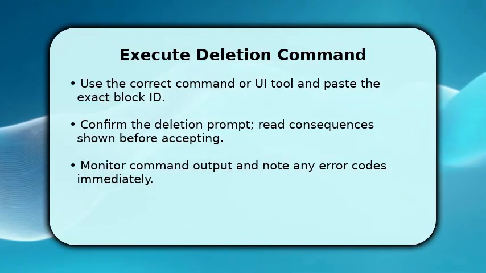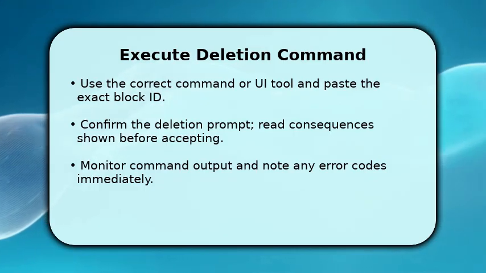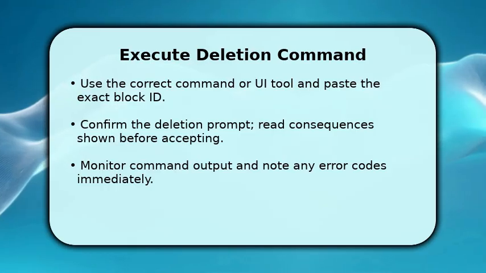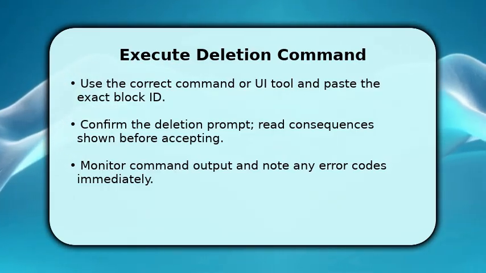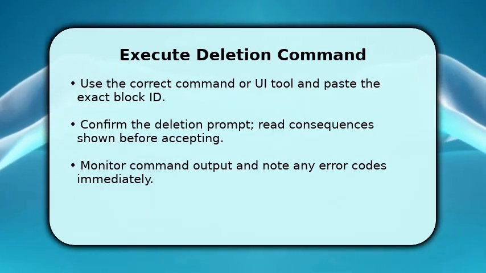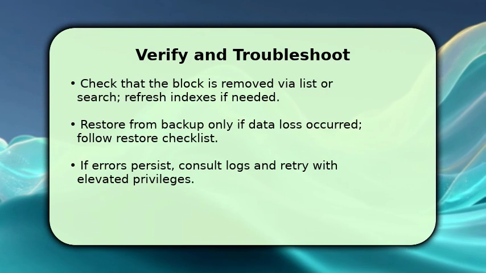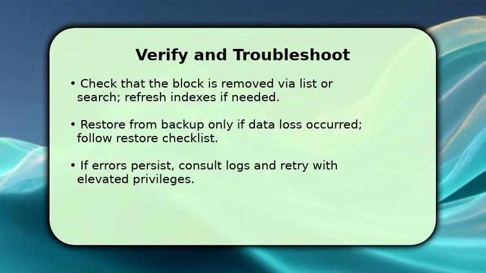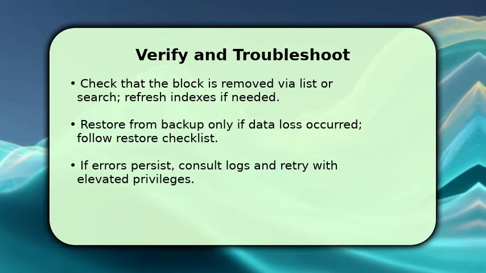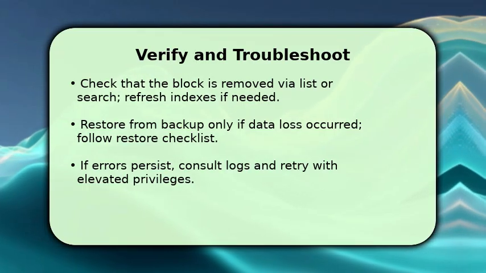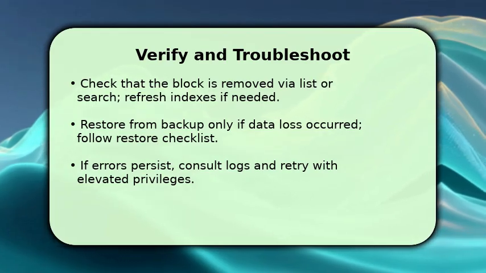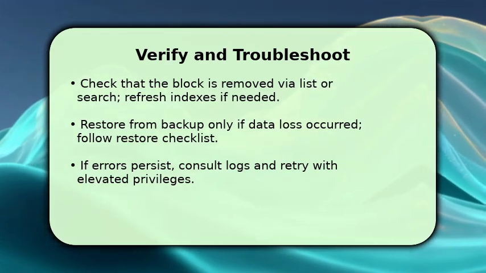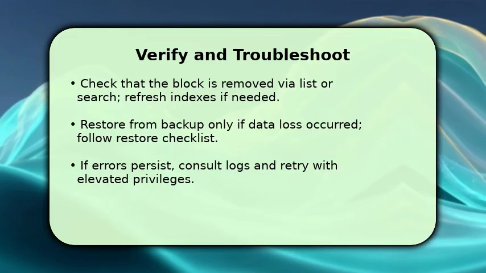After you confirm, watch the command output carefully for success messages or error codes. If progress stalls, capture the terminal output or log lines for trouble. Finish by verifying the removal. Refresh the list or search for the block ID and ensure indexes or caches are updated so results reflect the change. If the block still appears, rescan or rebuild indexes rather than assume failure. Only restore from your backup if data was lost, following your restore checklist.